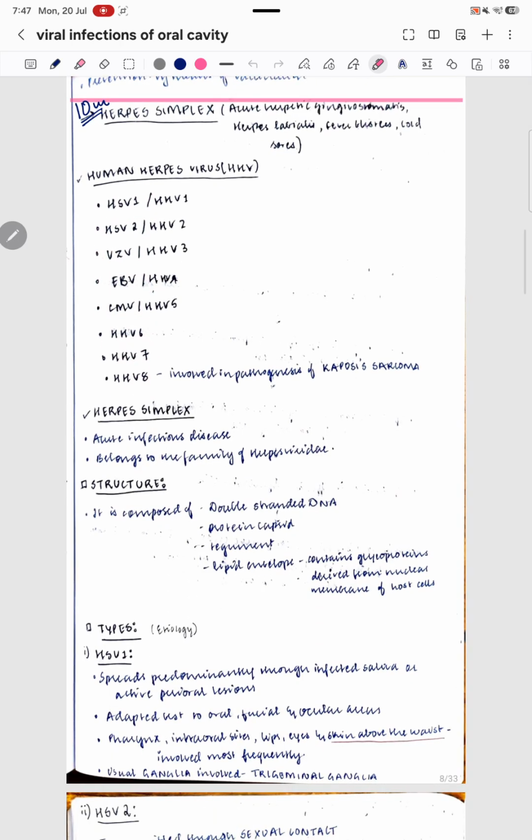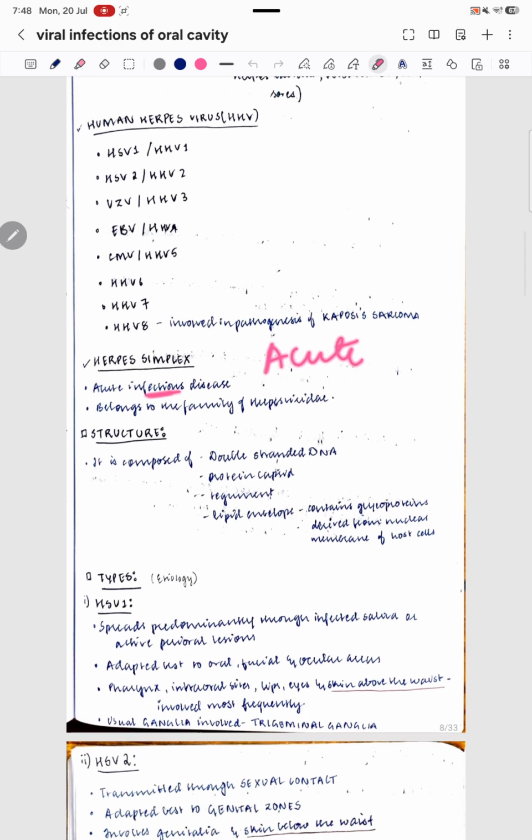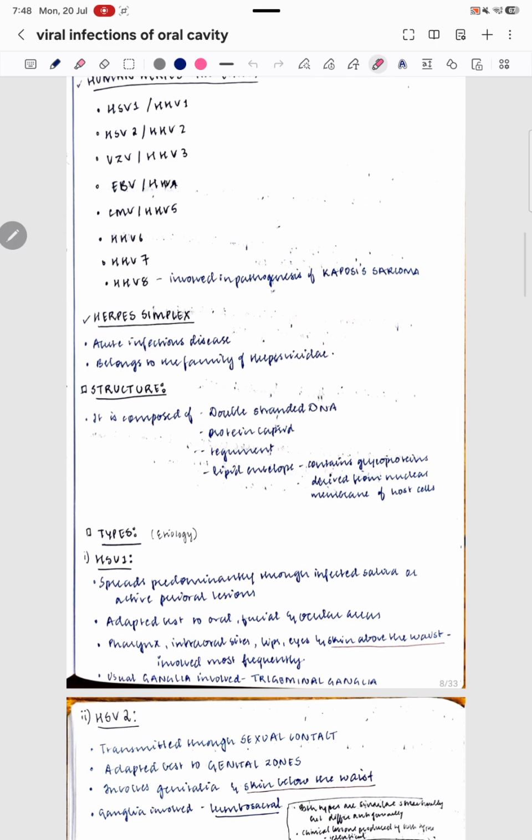Okay, now coming to herpes simplex. What is herpes simplex? It is an acute infectious disease. Okay, so it is acute and it is an infectious disease. Now it belongs to the family of Herpesviridae. Okay, so it belongs to that group of viruses, the Herpesviridae.